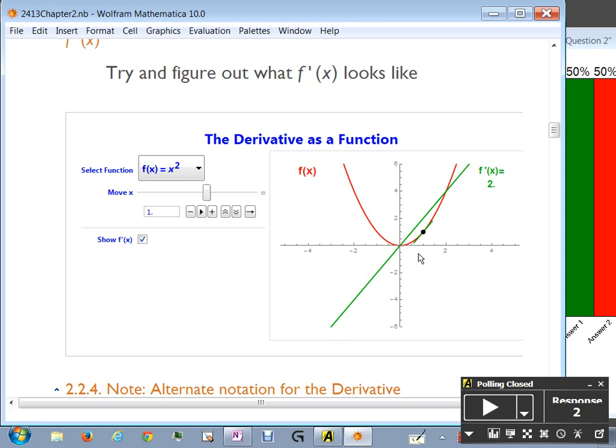So geometrically, if I go to the point on the red curve and I look at the slope of the tangent line, the slope there would be 2. Yes? This is what we talked about last class. And so we have a connection now between the parabola and its derivative; visually we have a connection.